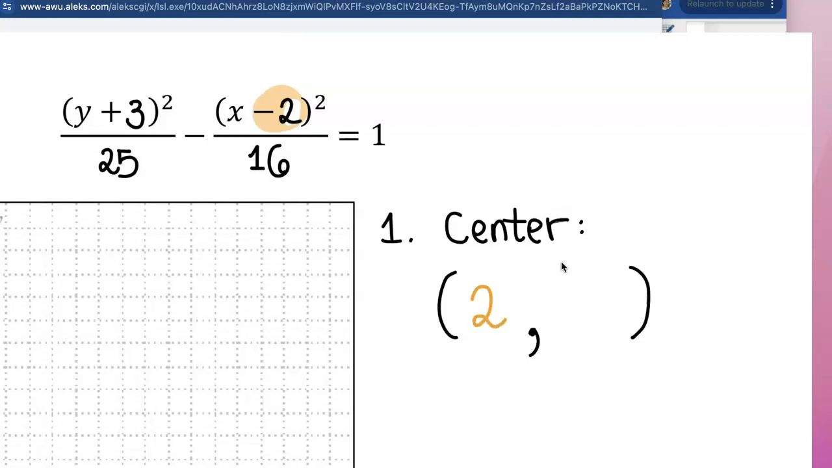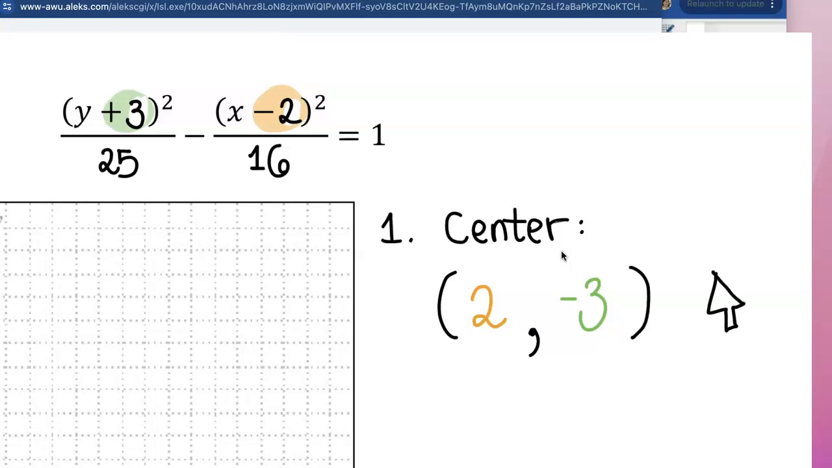Now, what's the number being subtracted from y? Well, we see y plus 3. So I'm going to change that to a y coordinate of negative 3. So just go with the opposite of what you see. Okay, that's how you find the center. Go ahead and plot that first.